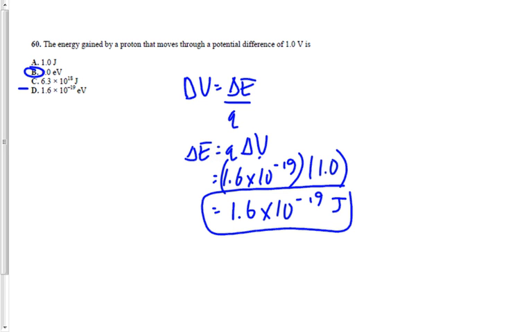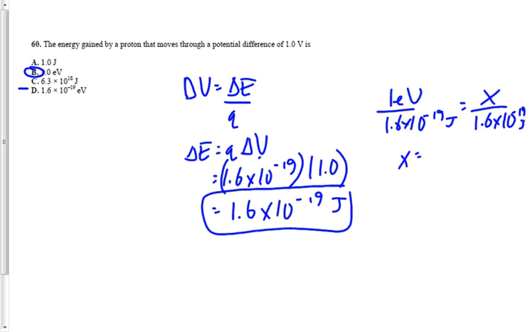Since that's not an option, I better convert to another set of units that I see there. 1 electron volt over 1.6 times 10 to the minus 19 joules equals X electron volts over 1.6 times 10 to the minus 19 joules. Well, it doesn't take a genius to figure out what X is there. It's 1. So 1 electron volt is my answer there. Does that make sense?